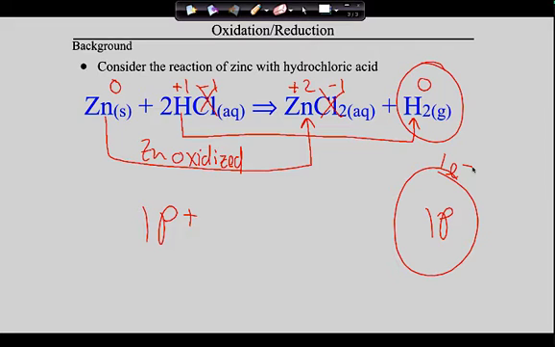Now, how many electrons is zinc losing? 2, right? It's going from 0 to +2, so it is losing 2 electrons. Now guys, how many electrons is each hydrogen ion gaining? 1. Do you see how this works out? There's 2 of them. Each hydrogen ion is gaining 1 electron for a total of 2. And those have always got to balance. The electrons lost by the substance that's oxidized have always got to equal the electrons gained by the thing being reduced.